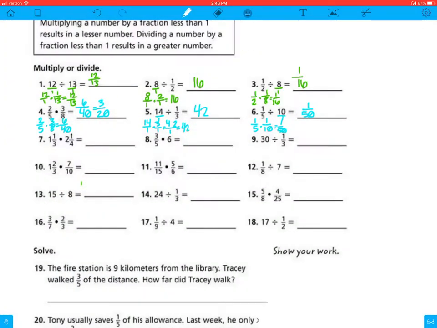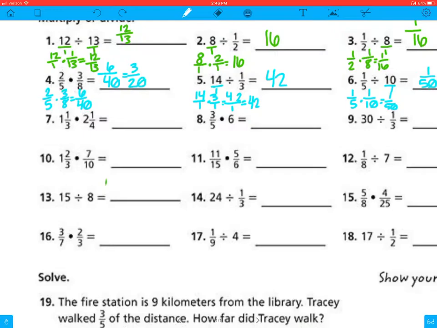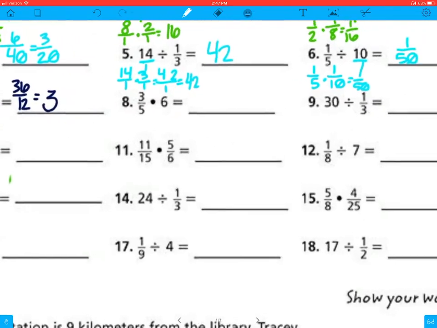1 1/3 multiplied by 2 1/4. I'm still trying to figure out this screen thing, but that's okay. So I'm going to turn this into an improper fraction. 3 multiplied by 1, the whole number, and add 1 is 4/3, multiplied by 9/4, which is 4 multiplied by the whole number of 2 plus 1, which is equal to 36/12. I could leave it that way, or I can simplify it down to 3, because 12, 24, 36.